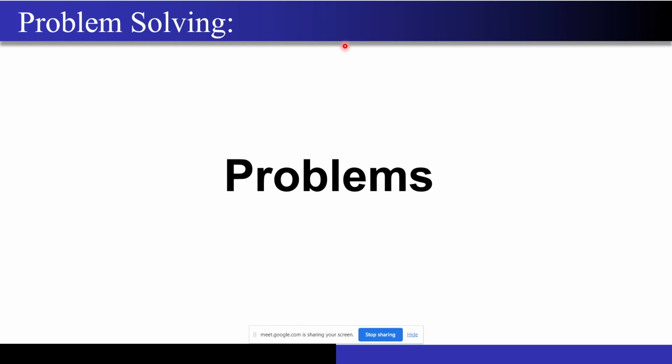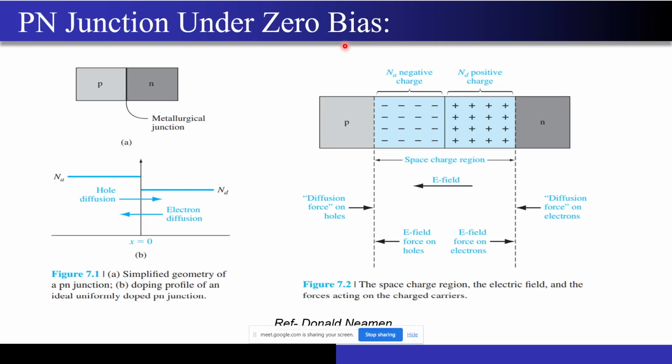Okay, now coming to the problems. First of all, we will revise a few concepts that were taught and which will be helpful for us to solve the problems. So let's start with the PN junction under zero bias. We had studied the semiconductors, P-type, N-type. We had studied diffusion, drift, and all. Now it's time to move on to the PN junction.